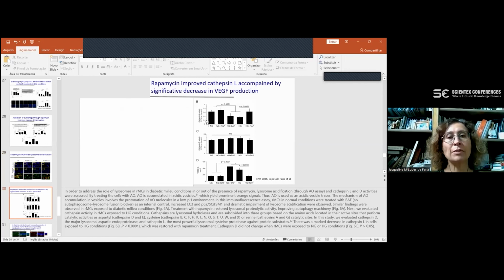This is because rapamycin upregulates the activity of at least one of the most important lysosomal proteases, which is cathepsin L. There is an increase in cathepsin L activity in cells under high glucose treated with rapamycin. And as a proof of concept, we see that the production of VEGF, which is one of the very well-targeted molecules to control pharmacologically the whole process, is significantly decreased.